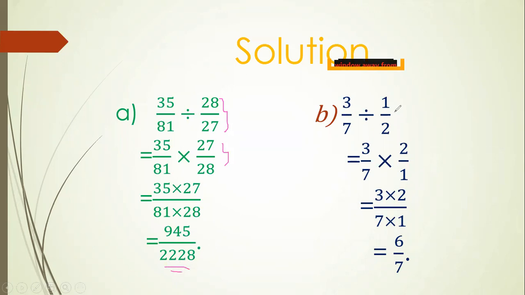For this one, we took the reciprocal of a half, which is 2 out of 1, which we multiplied with this to get the answer as 6 out of 7. So basically, that is how we do multiplication and division of fractions, taking into consideration what the reciprocal is, and also applying the idea of reciprocals in division of fractions.